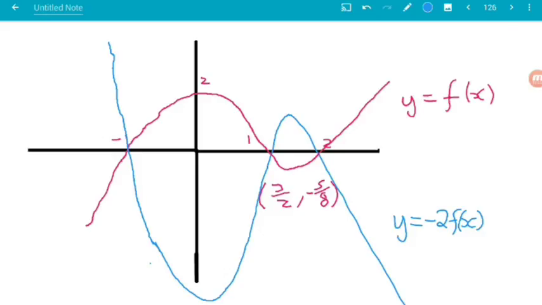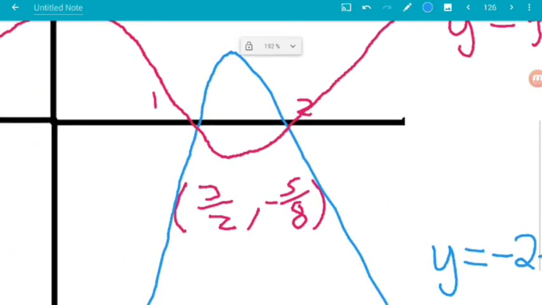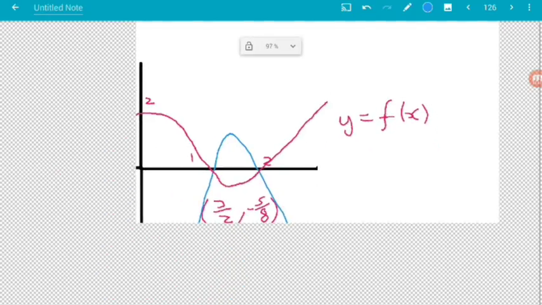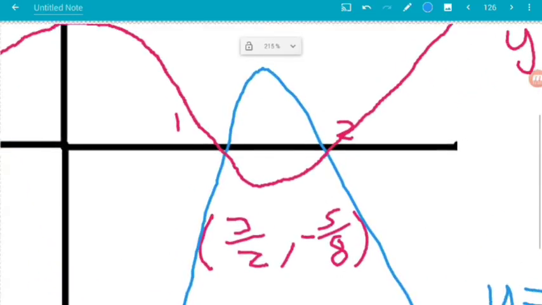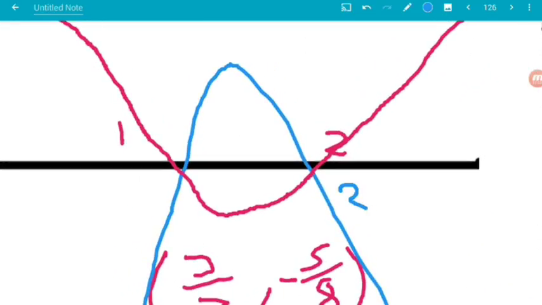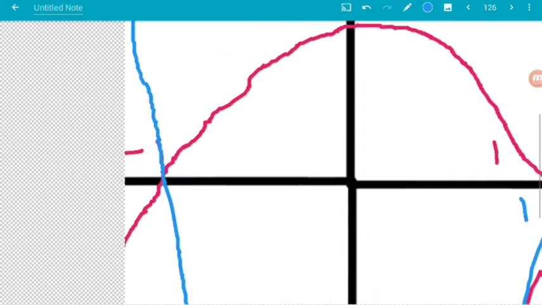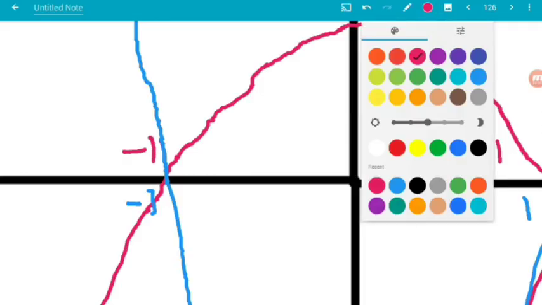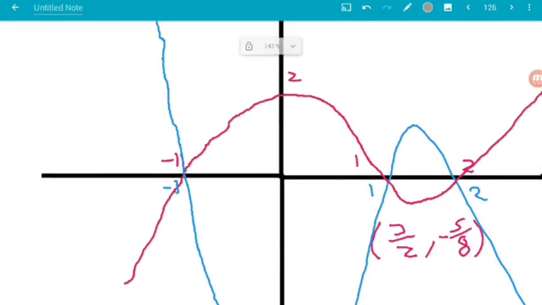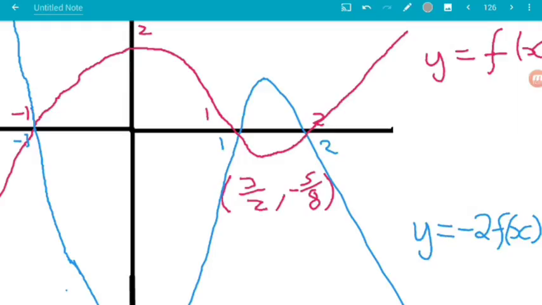Okay, here then, this time f of x is a cubic. Now we have x-intercepts at -1, 1 and 2. Our y-intercept is at 2, and we have a minimum at 3/2, minus 5/8. Now, what we're going to be finding, or sketching, is y equals -2 f of x. So, first of all, remember, the x-intercepts are still the same. So this is still 2, this is still 1, and this guy is still -1. There we go. Okay, so what's going to happen to the y values? Well, they're going to be multiplied by -2.